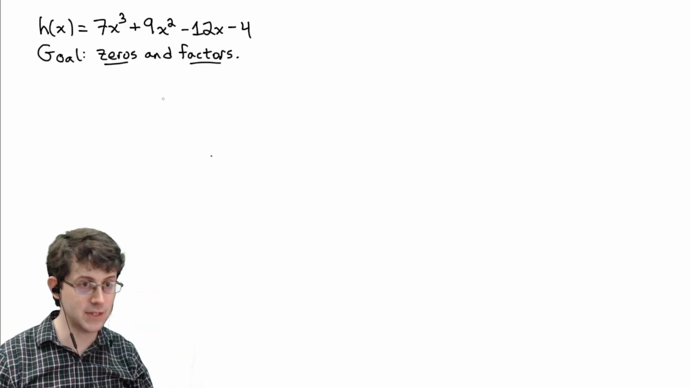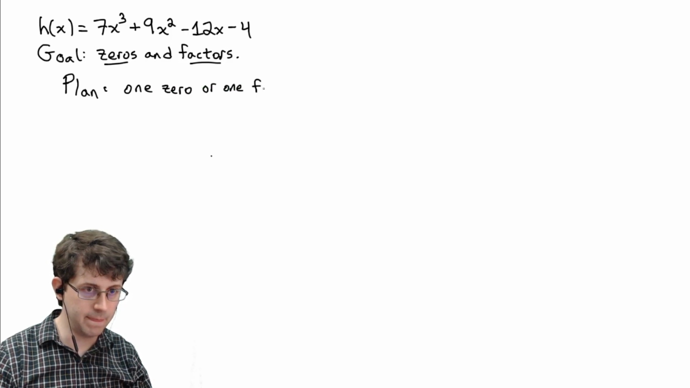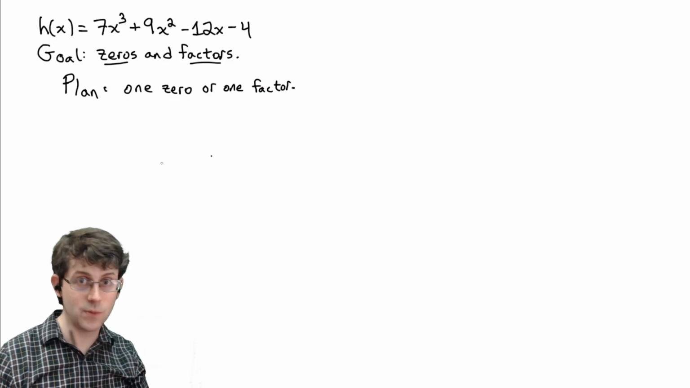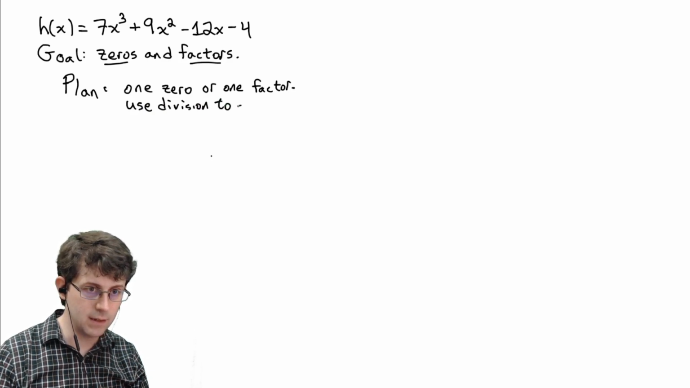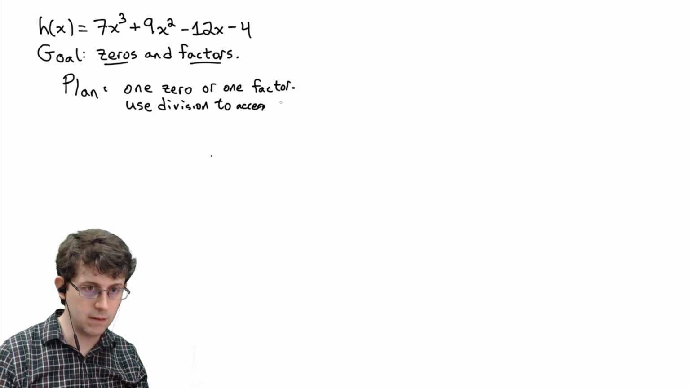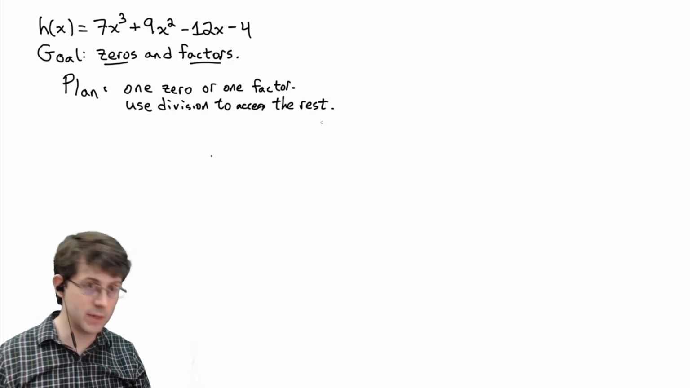The plan starts out the same. The plan is find one zero or one factor. If we're lucky, we'll find all of them, but find at least one, and then we can use division to remove it and find the rest. Okay, so let's try to find one zero or one factor.